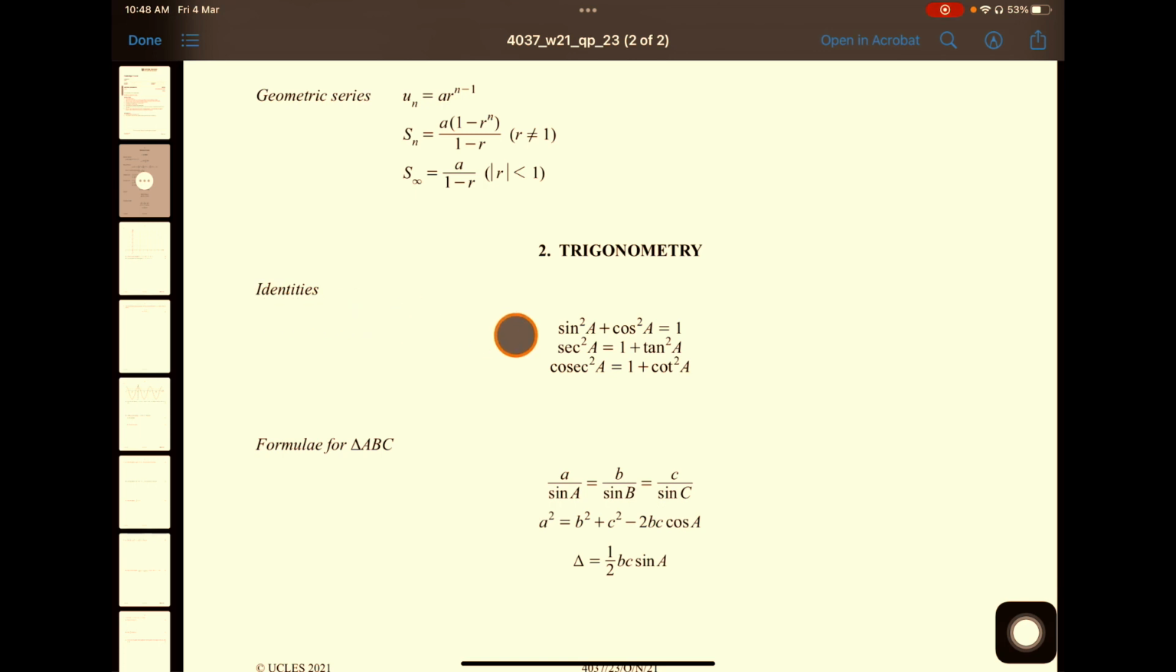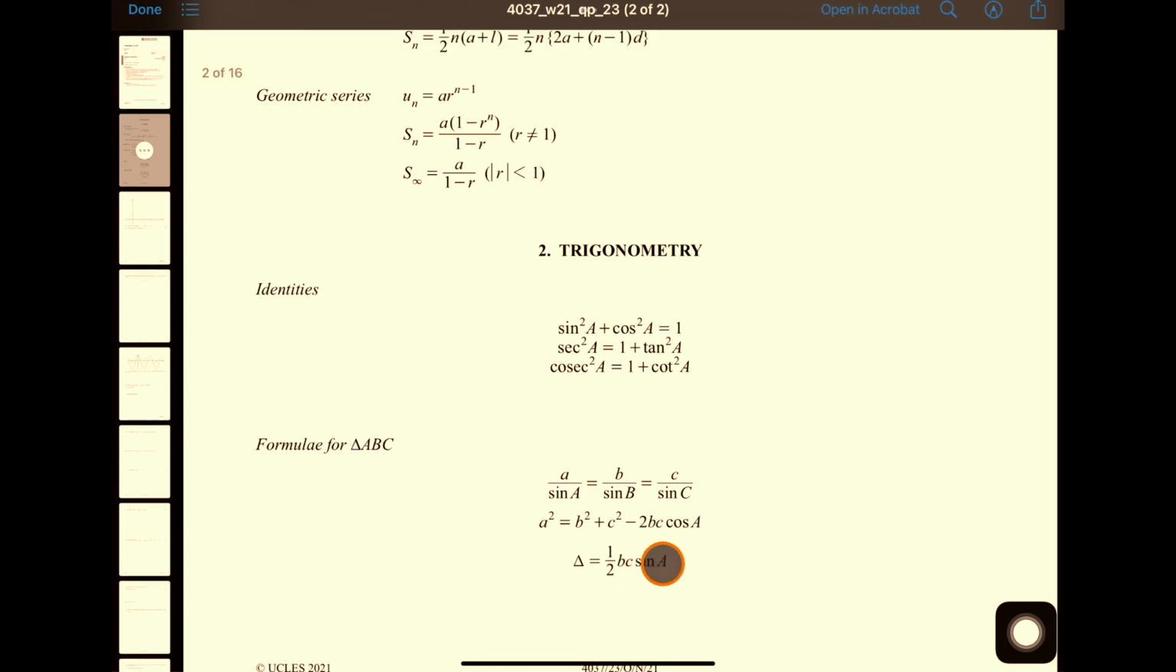Trigonometric identities: sin squared a plus cos squared a equals 1, sec squared a equals 1 plus tan squared a, cosec squared a equals 1 plus cot squared a. And the basic formulas for a triangle which is not a right angle triangle: the sine rule is given, the cosine rule is given, and the area of a triangle is given.